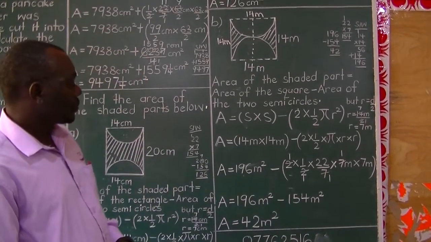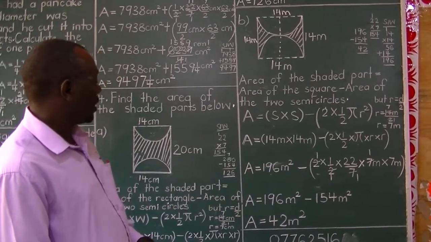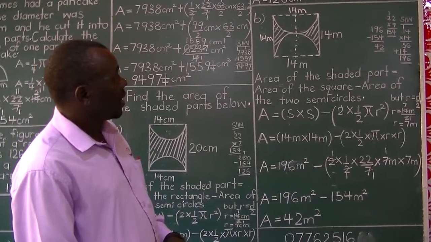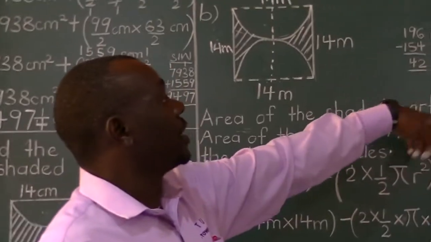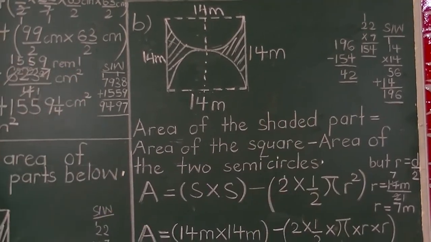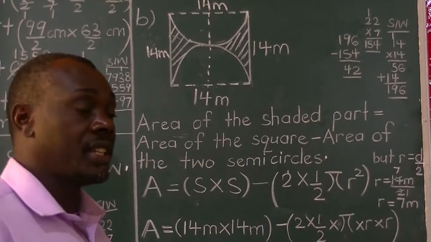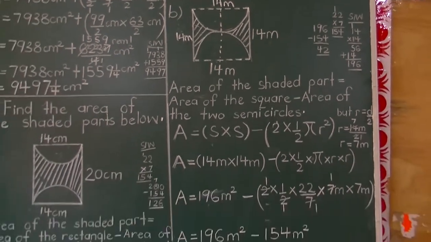And therefore, we subtract. You get 196 minus 154, where 6 minus 4 you get 2, and 9 minus 5 gets 4. 1 minus 1 is a 0, which must never lead any whole number. So now the area of the shaded part is 42 meters squared.